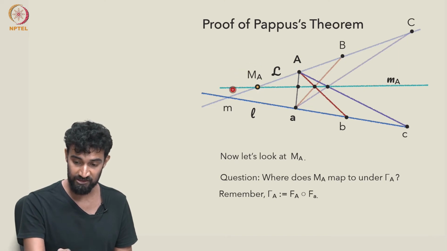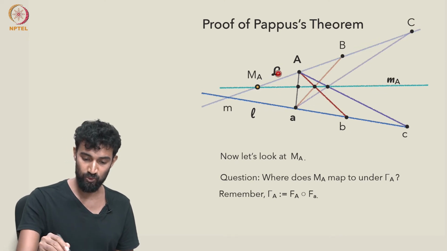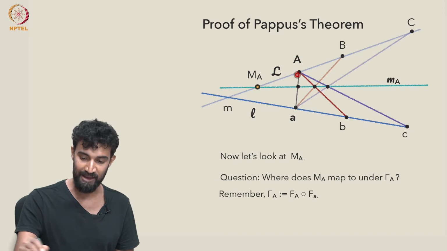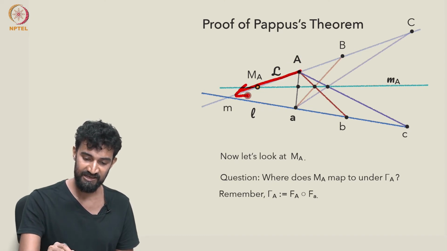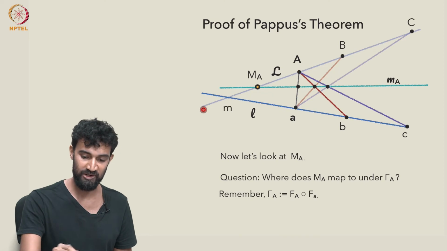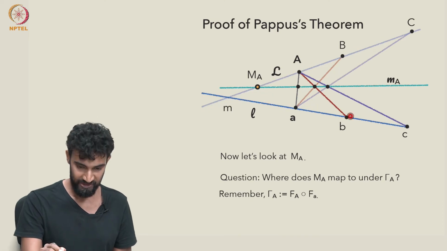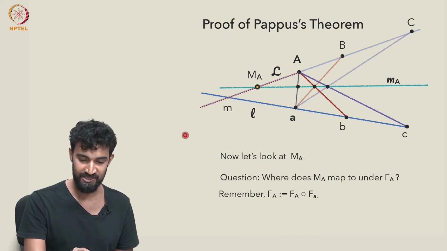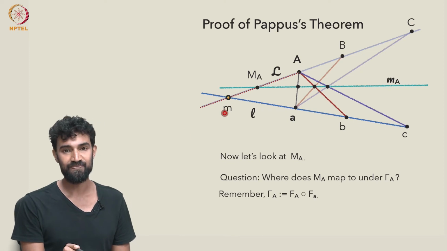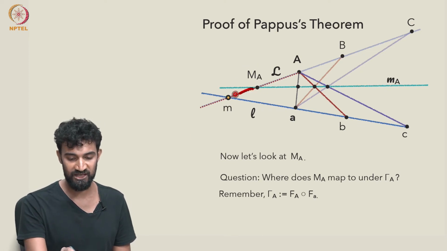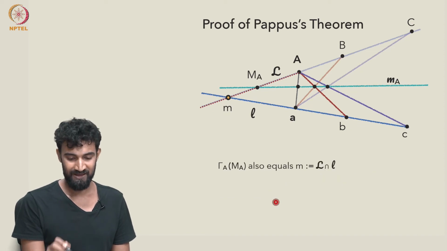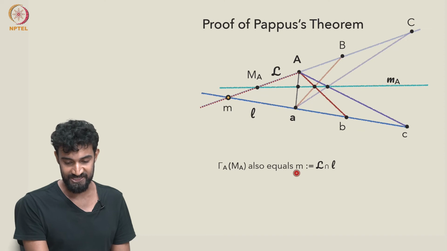And that's going to, once again, send capital MA. Capital MA is on the line capital L. So where is it going to get sent? Well, A is also on capital L. So it's going to send MA to the place where capital L meets little l. Namely, it's going to send it to M again. So MA is also going to get mapped to M, but via this map gamma A. So gamma A of MA is equal to little m.